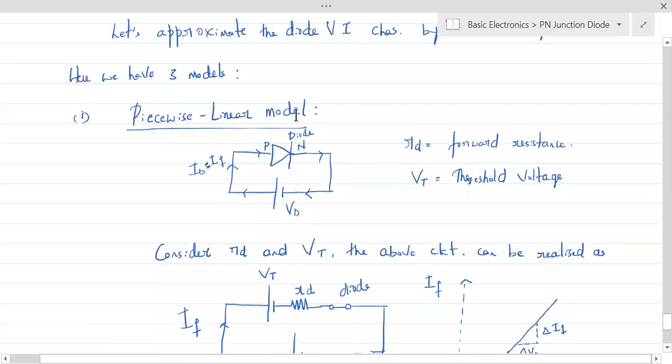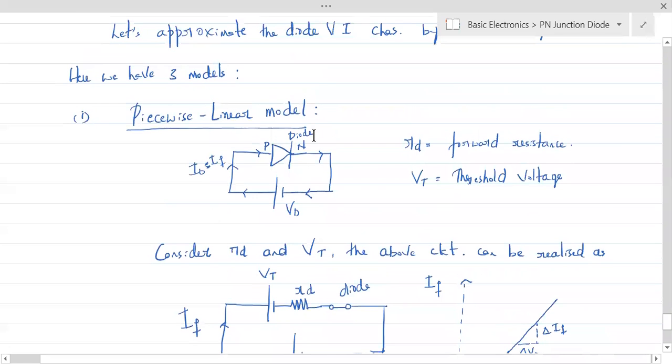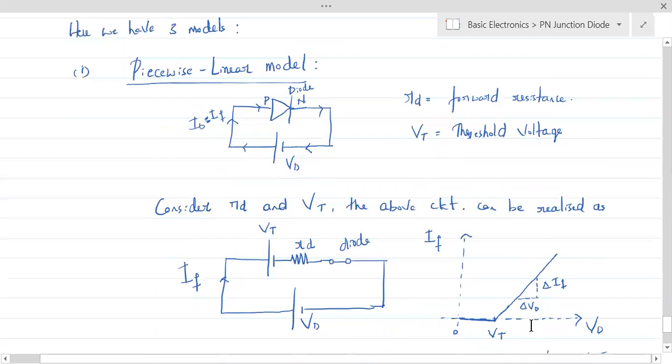So this is what is called the piecewise linear model. In the piecewise linear model, we consider the diode forward resistance as well as the threshold voltage of the diode. You should understand the diode forward resistance is the resistance offered by the diode when it is forward biased. It is very small, but we have to consider that. When we consider it, we will have this slope. What if it is not considered? That we shall see in the next model to come.